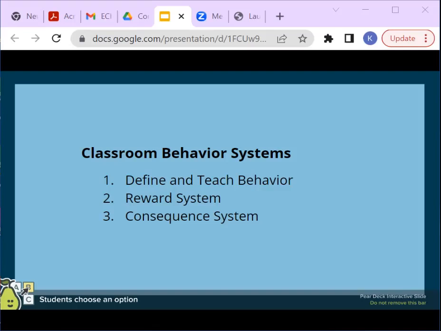Of those 3 components, define and teach behavior, reward system, and consequence system, which of these 3 do you think typically have been found to be the weakest in our review of many, many classroom assessment tools that have been completed? If you guessed define and teach behavior, you would be right. Usually reward system is the highest, and define and teach behavior is the lowest.